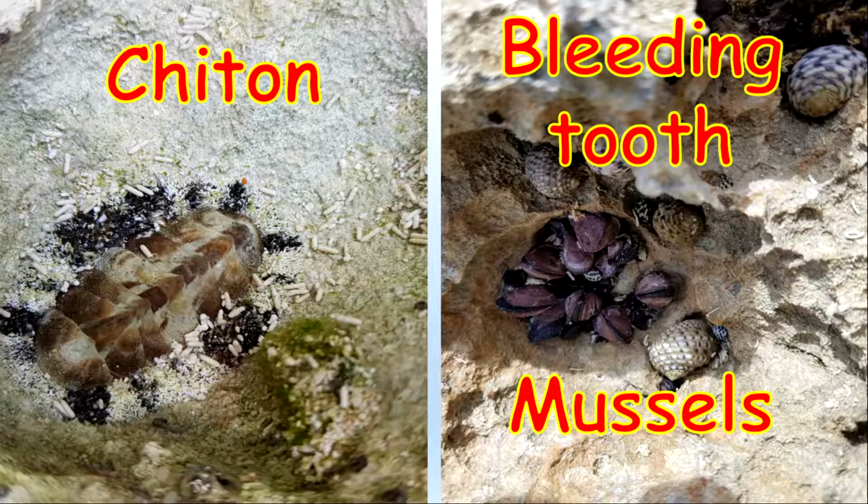Because imagine exposure to the sun and evaporation taking place. So they secrete that mucus to prevent water loss, all right? And so their body could still be moist and hydrated at the same time, right? So that's very important for those. So the chiton is very, very good at doing that. And of course, even the bleeding tooth and any form of shell organism, they will tend to do that as well.